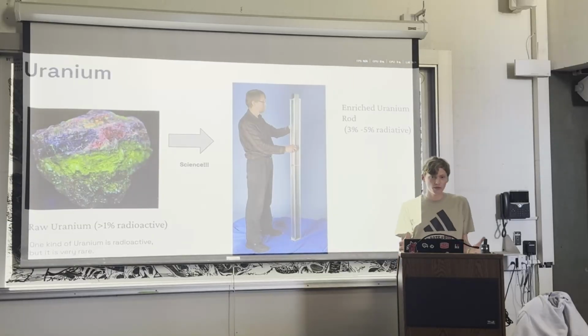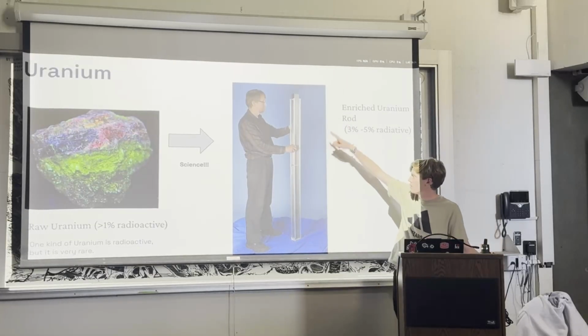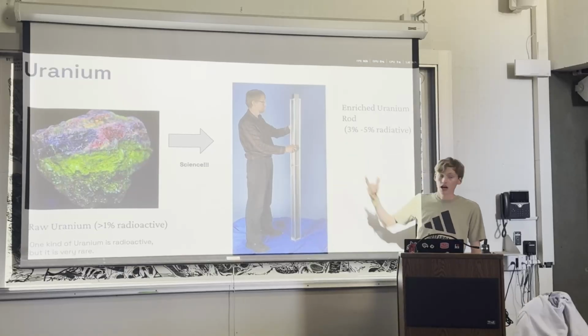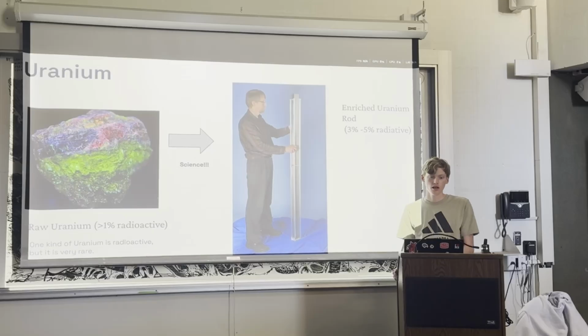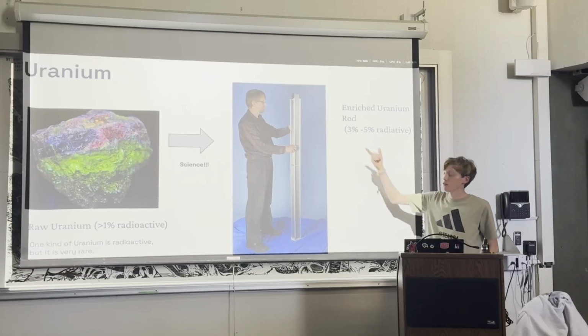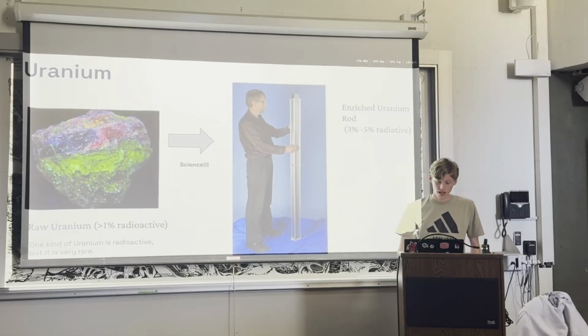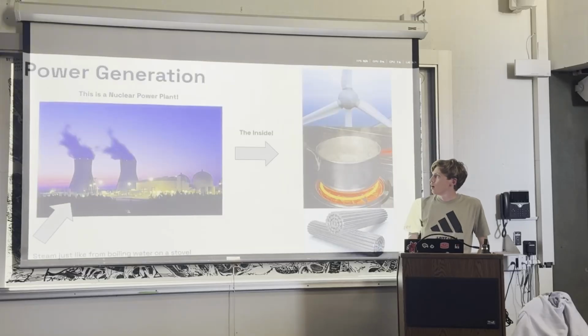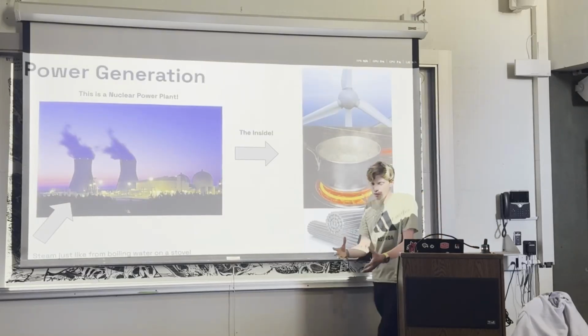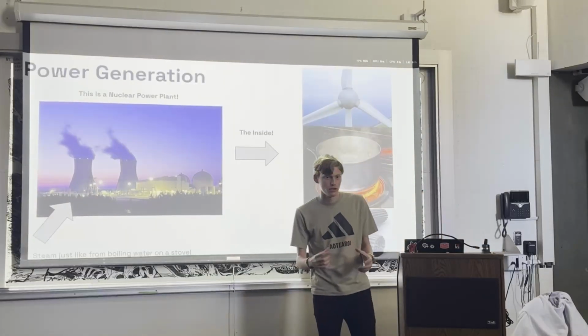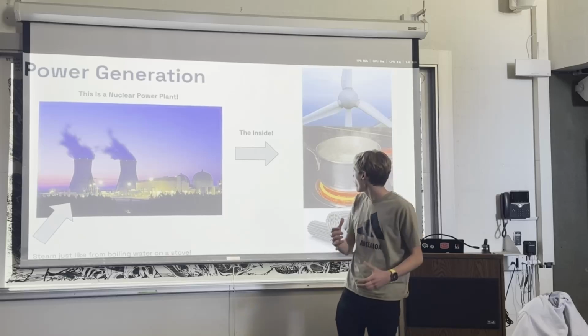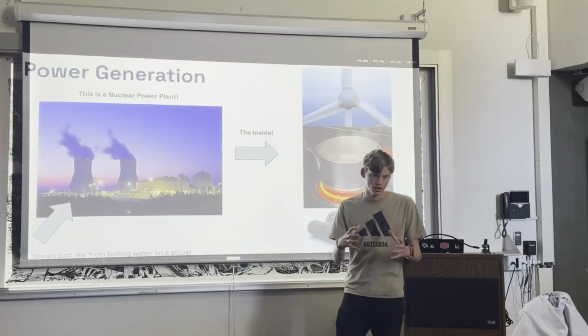And after it's been enriched, it looks like this. They put them in big long rods, and this guy's holding one. They're actually safe until they've been used in a reactor, because stuff happens when it's in the reactor and causes it to be unsafe afterwards. But it's still perfectly fine to hold even before it's put in, even after it's enriched. So we've mined all this uranium, we've concentrated it down so there's a lot more radioactive, and then we put all these rods together.